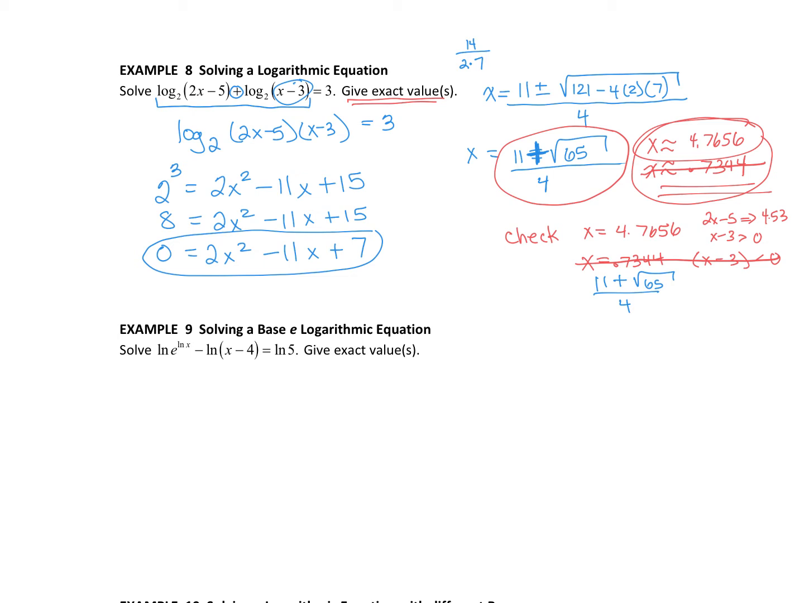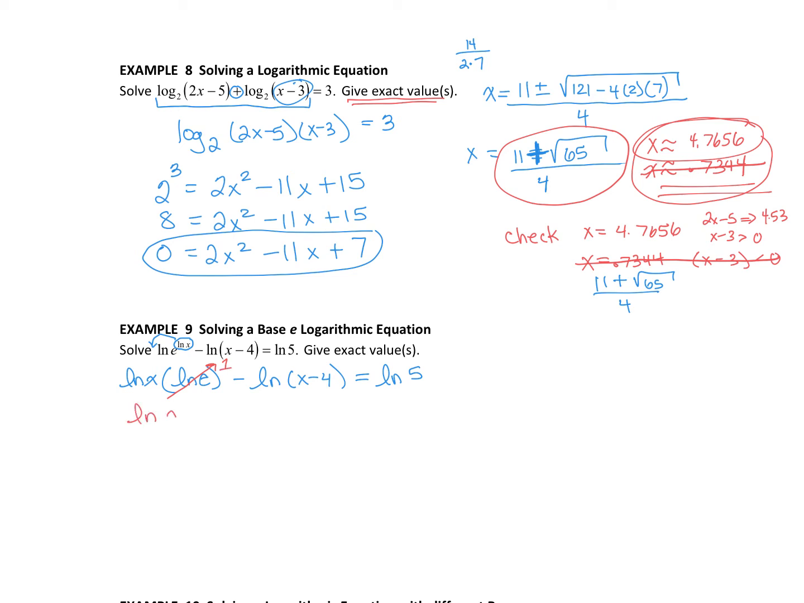Here's an example with logarithms that are natural logs, and we want to give the exact value. So in this particular case, we have the natural log of e raised to the natural log of x. I'm going to bring this natural log of x down in front. So we have the natural log of x times the natural log of e, minus the natural log of x minus 4 equals the natural log of 5. So the natural log of e we know to be 1.